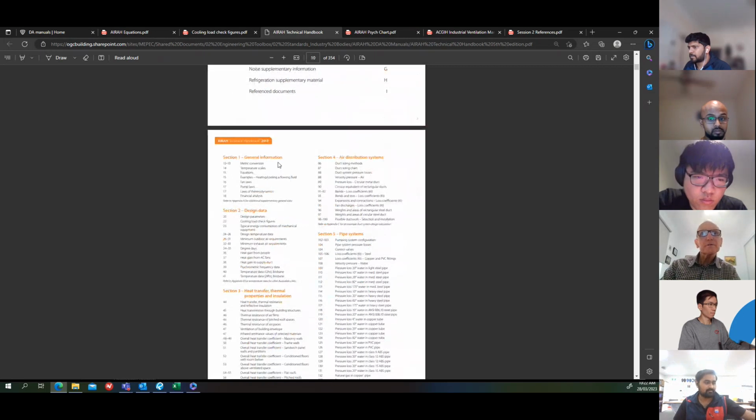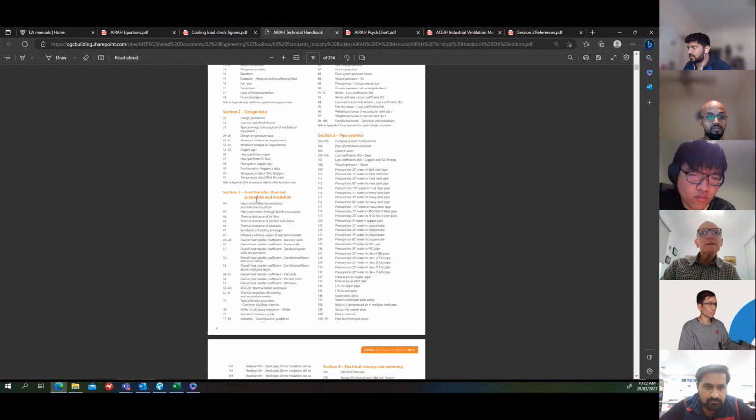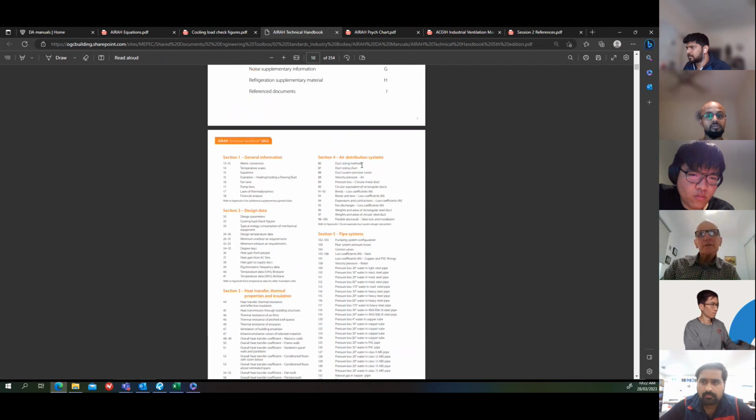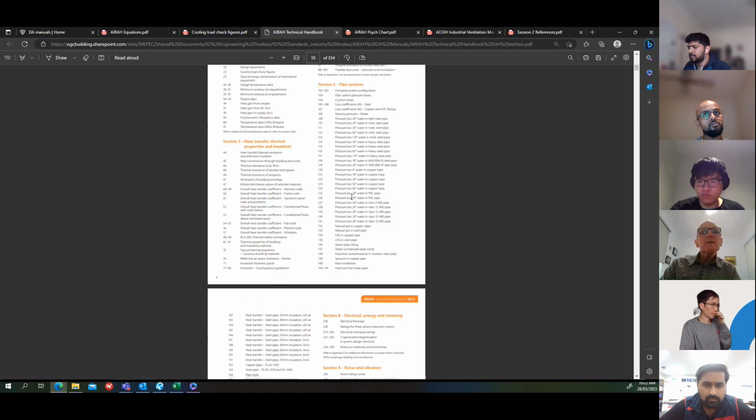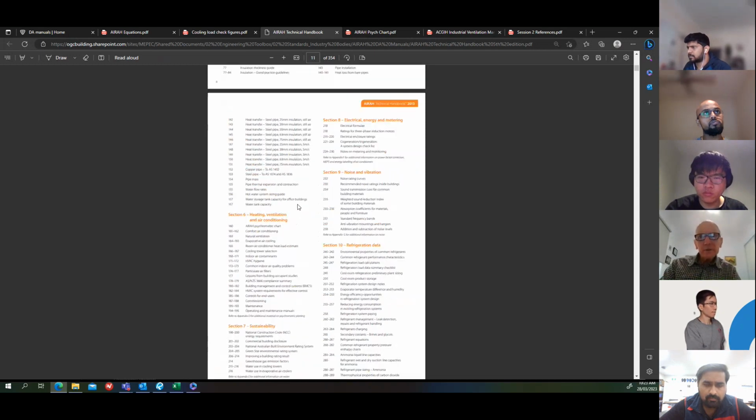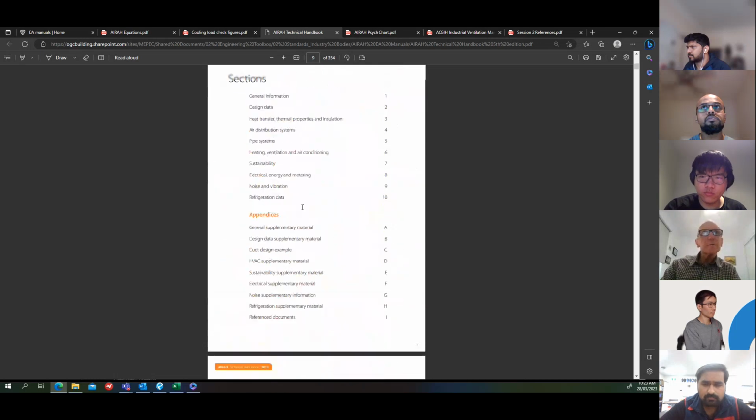So if you look at the topics, general information, there's equations, temperature scales, conversions, pump laws, fan laws, thermodynamics, design data, heat transfer, thermal properties, insulation when you're doing heat loads, U value calculations or typical building materials, air distribution systems, duct sizing, duct system pressure losses for doing the fan static calculations, pipe systems, and so on and so on. There's lots of information, so that's worth having.